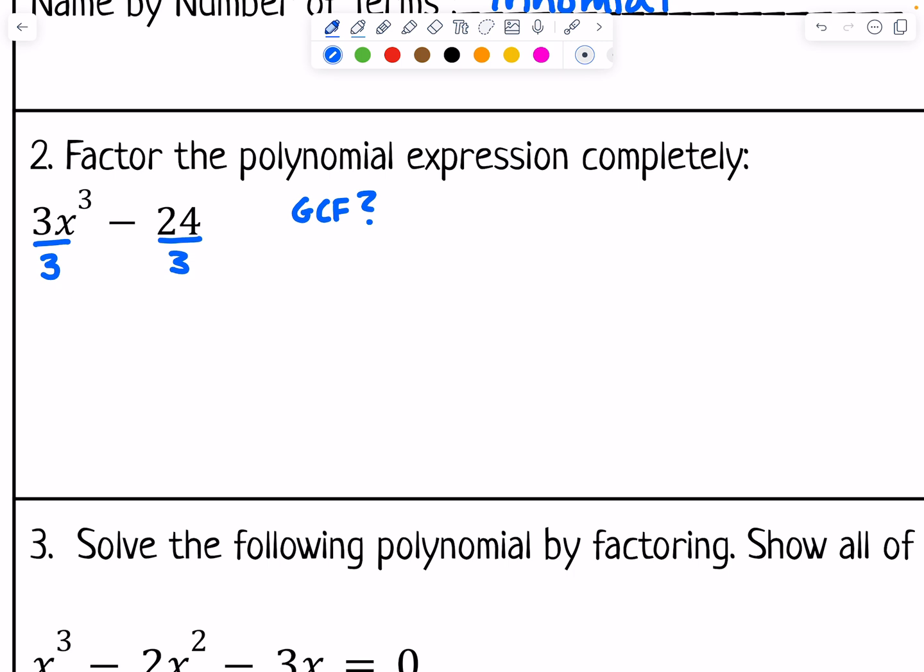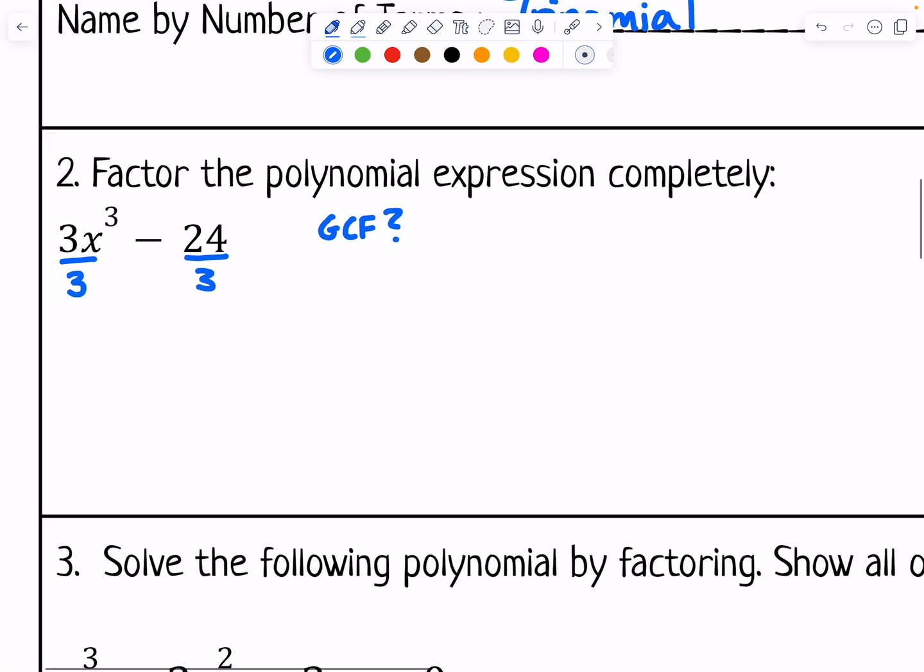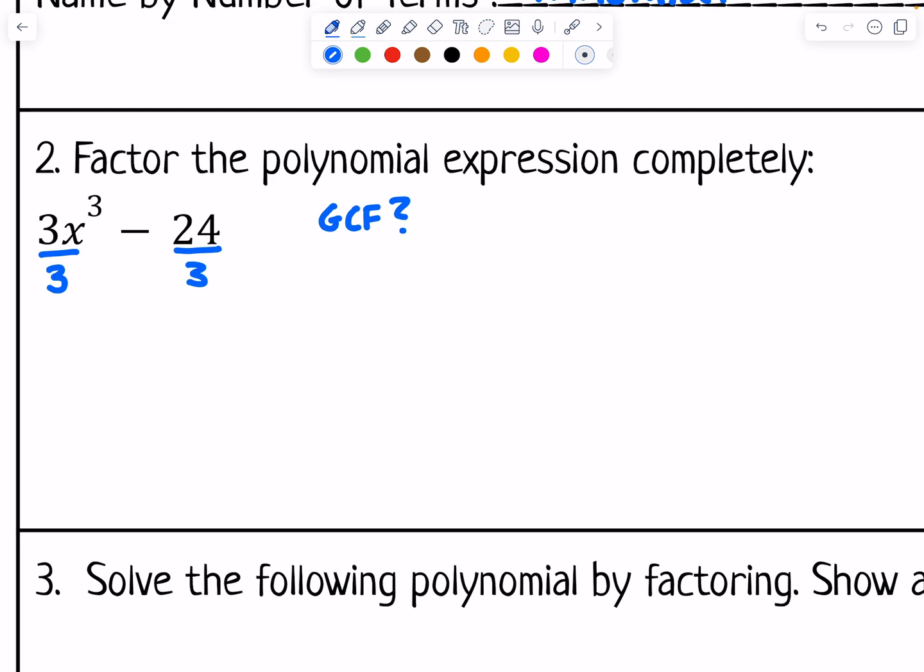But then I can't take x out because the minus 24 does not have an x value. So we would just take out the 3 first and leave that out front. And then what's left over is x cubed minus 8. That's 2 terms, so I want to look for a difference of 2 squares. But I noticed that this is a cube on my x, so that wouldn't work. And then 8 is not a perfect square.